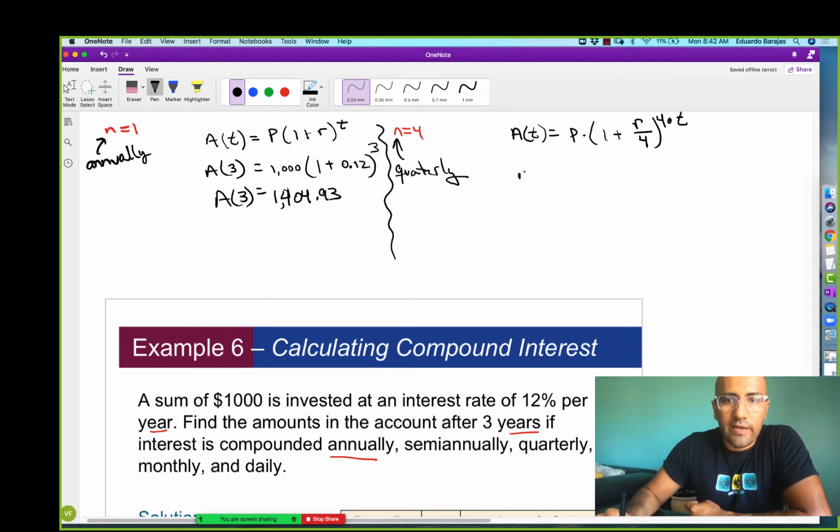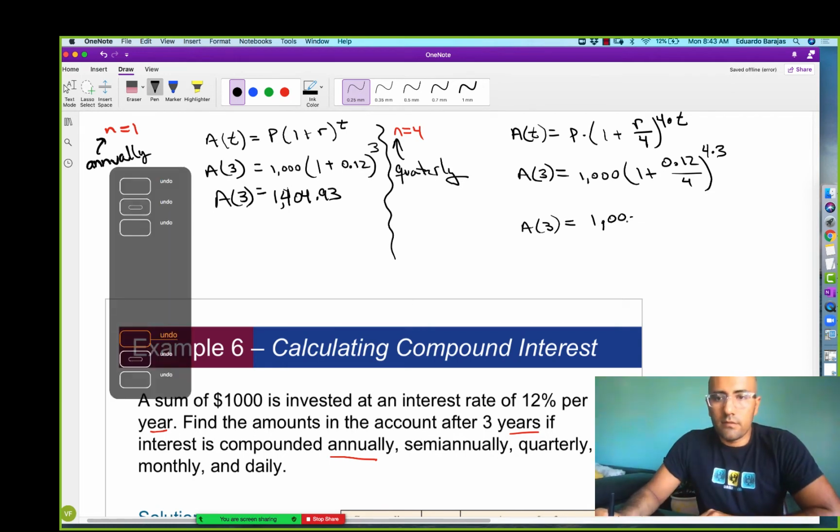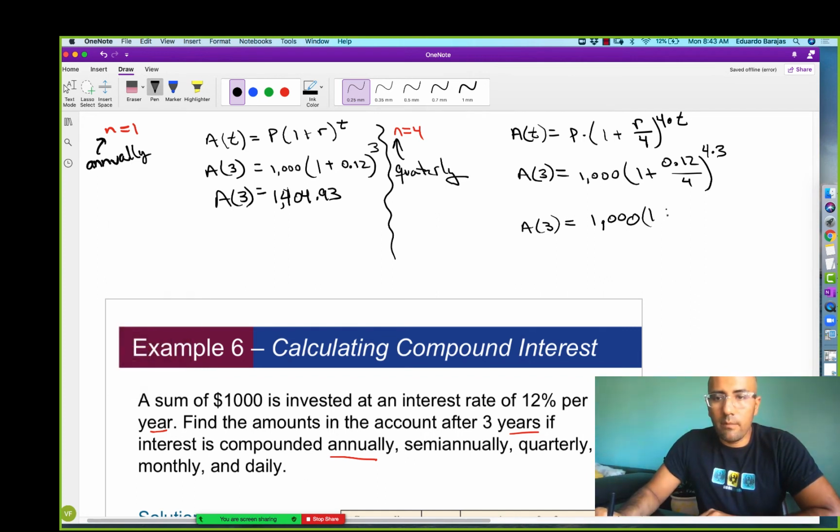Good. So for us, we had 3 as the value of t. That gives us 1,000 is the principal amount invested, 1 plus, and this was 12%, 0.12 divided by 4, to the power of 4 times 3. Or A of 3 equals 1,000 times 1 plus 0.03 to the power of 12.